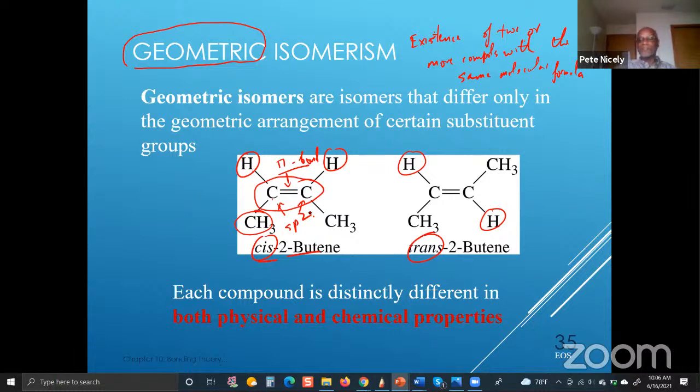Now, very important for you to realize that these are two completely different compounds, right? Even though their composition is the same, and even though the way the atoms are bonded to each other is the same, by virtue of the fact that there's a different spatial arrangement, these two compounds are different. They have different boiling points, different melting points, different refractive indices, and even behave chemically in different ways, all right? So that's basically what happens in the case of the geometric isomerism of cis and trans 2-butene.